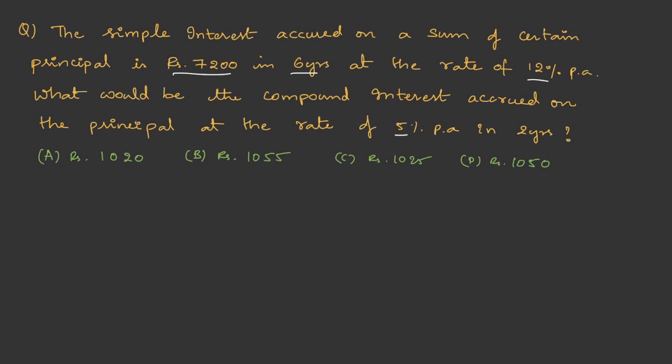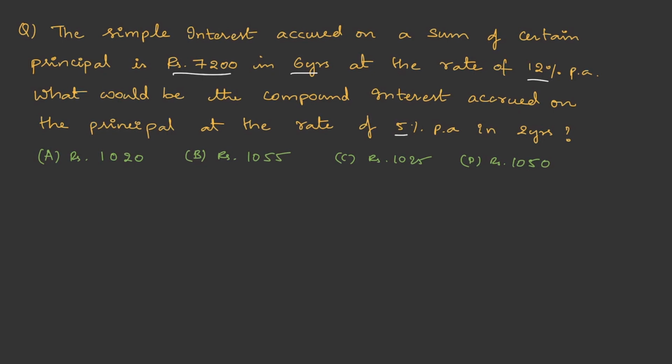Now that is used for the second. Here you can clearly see they have given the simple interest, time and the rate, but principal amount is not given. So we use that data to find the principal, then we will use that in compound interest, and then we will get the answer.